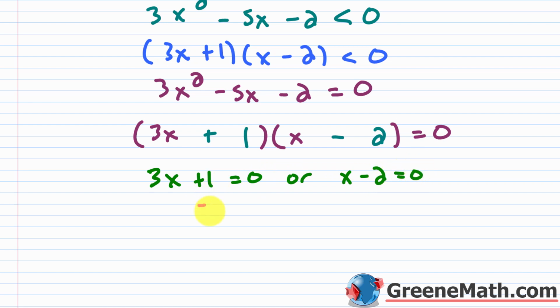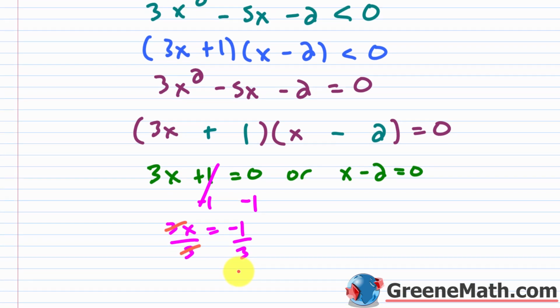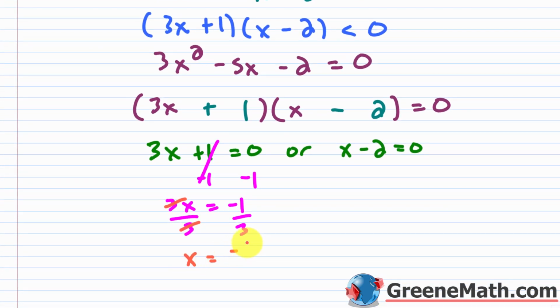So what we'll do is subtract 1 away from each side of the equation here. Cancel this. We'll have 3x is equal to negative 1. Divide both sides of the equation by 3. Let's cancel this away. And basically, you're going to have x is equal to negative 1/3. Over here, you just add 2 to both sides of the equation. So basically, let me just show this. We'll have, or, x is equal to 2.